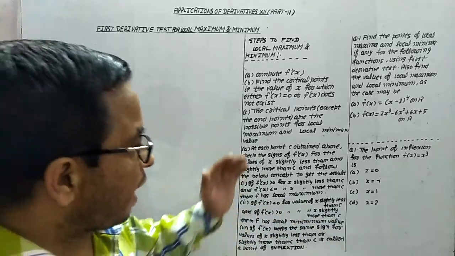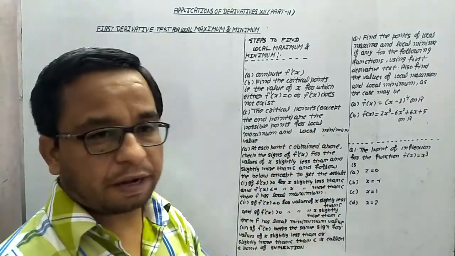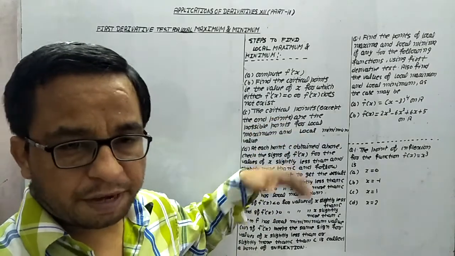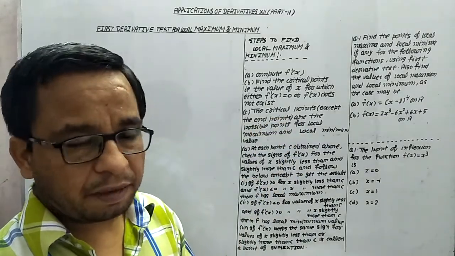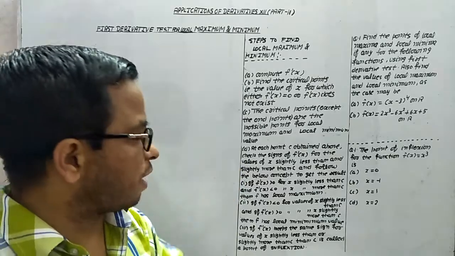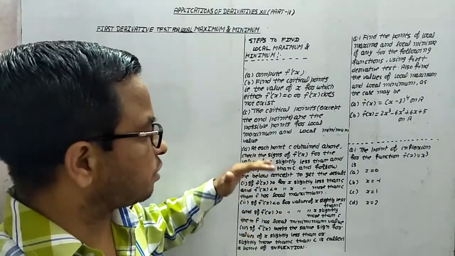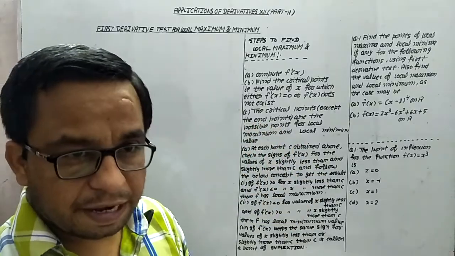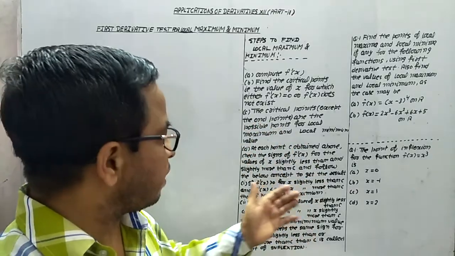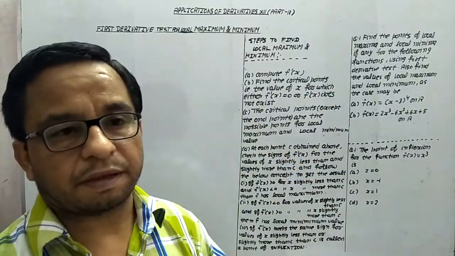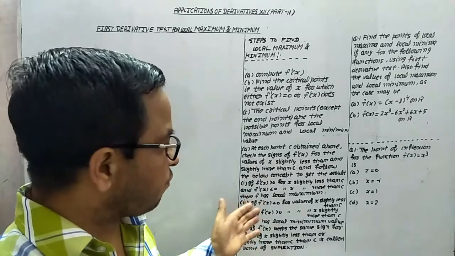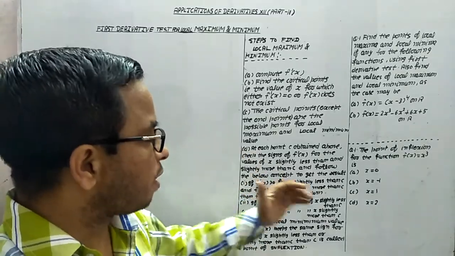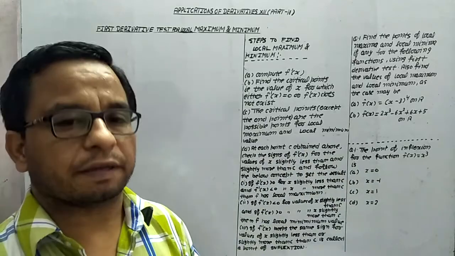After that, at each point C obtained above, it means at each critical point we have found, we have to check the sign of f dash x for values of x slightly less than and slightly more than C. And we have to use the following concept to get the result.